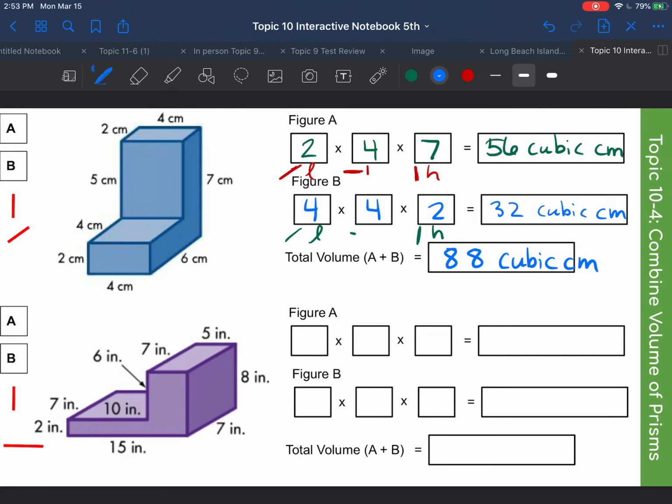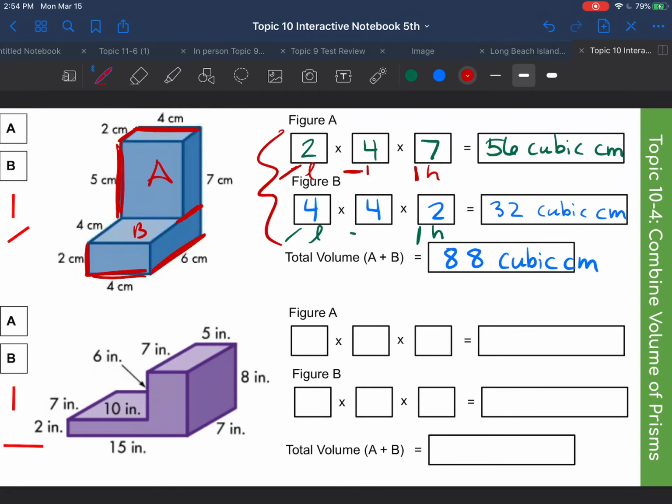Now let's see really quick. If I scratch that off and I split it up this way, so it's almost like we have a bottom figure and a top figure, your dimensions would be a little bit different. The dimensions for A and B would be 2, 4, and 6. And for A, it would be 2, 4, and 5. But if you broke it up that way, you would still get the same exact answer.